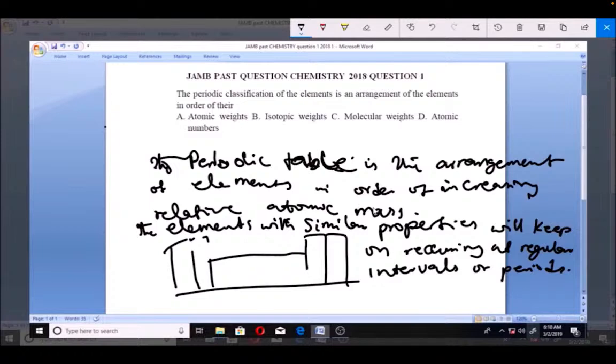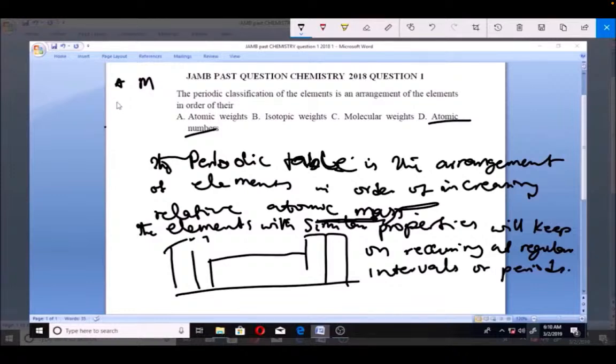So the periodic table is actually the arrangement in the order of increasing atomic mass. So how do you get the atomic mass? You know that the atomic mass is a function of the atomic number. So from that, you can easily say that the right answer should be the atomic numbers. D should be the correct answer, because as the atomic number is increasing, the mass number, or the atomic mass, is also increasing.